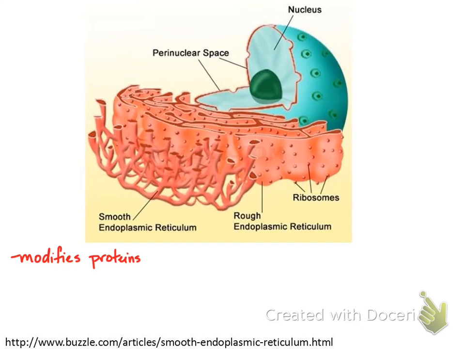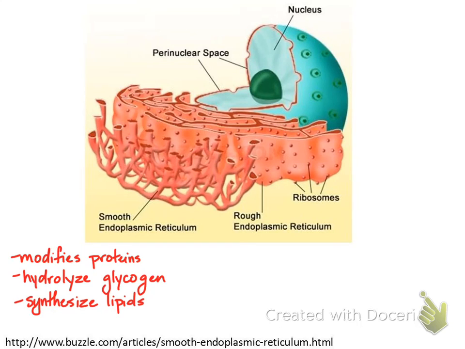The smooth ER also is like an amazing chemical factory. It can hydrolyze glycogen. It can change the chemical composition of harmful substances, making it very, very handy for, say, liver cells to have since they are detoxifying the body. And it can also synthesize lipids. Lipids, again, we've talked about this before, but they are the primary components of membranes, both the outer plasma membrane and all of these membrane-enclosed organelles we've been talking about.